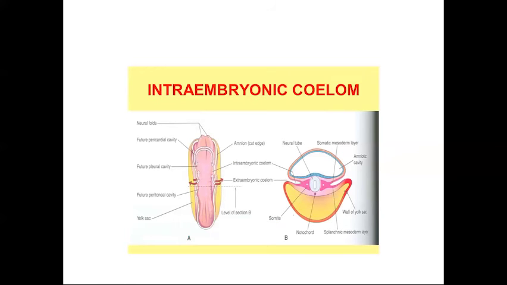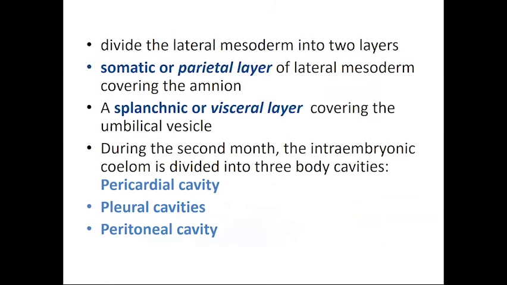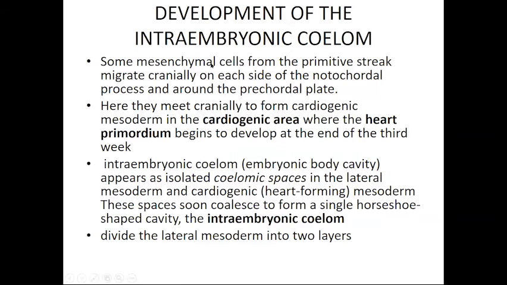If you see this picture, these cells go forwards around the precordal plate. This is the notochord, this is the somite, and these cells go forwards. This is the precordal plate. The cells go in front of the precordal plate and form the coelom, or the cavity. This coelom ultimately becomes your three body cavities: parietal, pericardial, and peritoneal cavity. That was the extraembryonic coelom; this is the intraembryonic coelom.